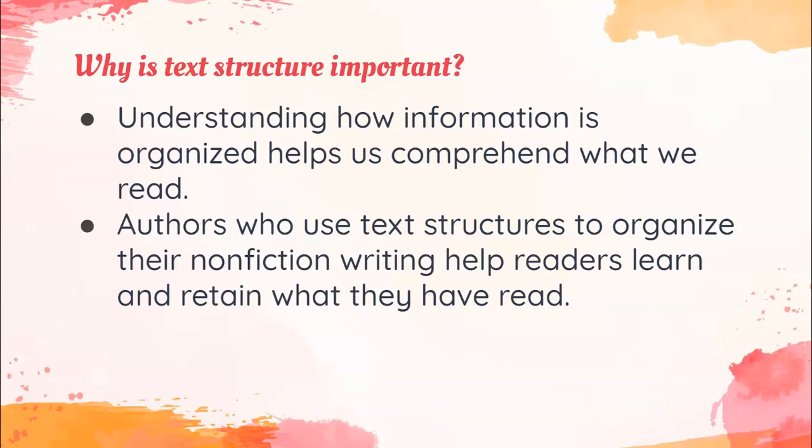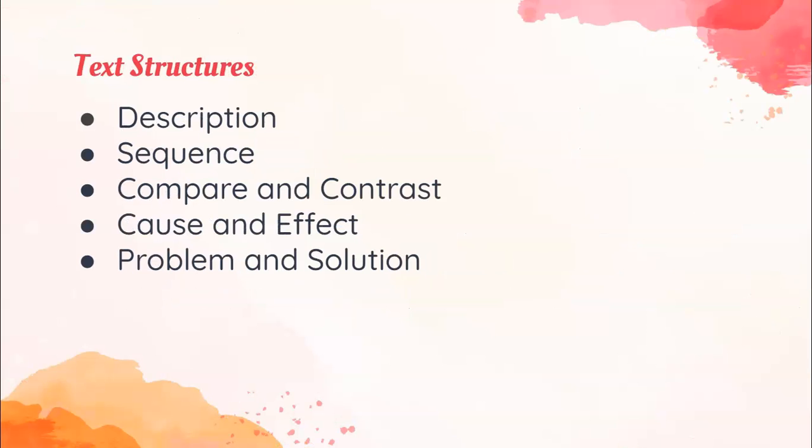So, guys, what it means to retain information is that it helps you hold on to that information, to remember it for later on, whether you are telling somebody what you just read, or maybe you're taking a test and you need to answer some questions. It's going to help you understand it better so you're able to retain it. Okay, so there are 5 different types of text structures that we are going to be looking over. We have description, sequence, compare and contrast, cause and effect, and problem and solution.